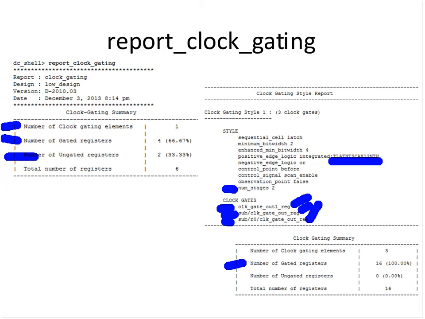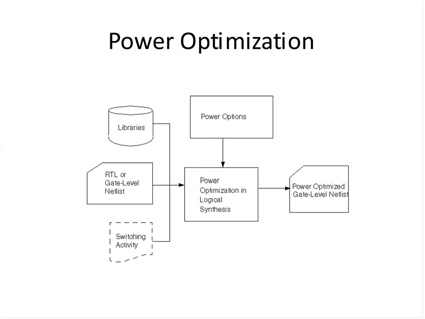In the lab, we will also see report_clock_gating, we'll use compile_ultra -gate_clock, and we'll also look at the netlist and the clock gating structure. It will become much clearer then, if it's not clear now. We should also try this in the lab.